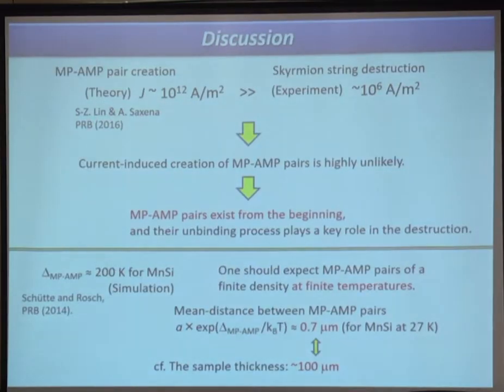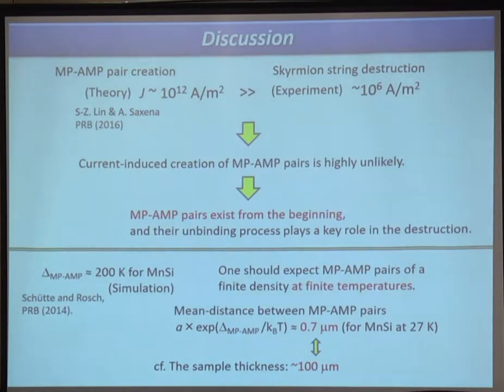To gain insights into this issue, it is helpful to consider the magnitude of the involved current. According to the theory, monopole anti-monopole pair creation requires a large current density, such as 10^12 ampere per square meter. But in our case, Skyrmion string destruction starts to occur at 10^6 ampere per square meter. So this large difference indicates that current-induced creation of a magnetic monopole anti-monopole pair is highly unlikely.